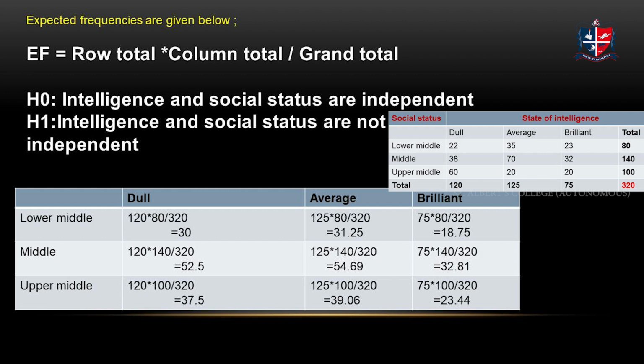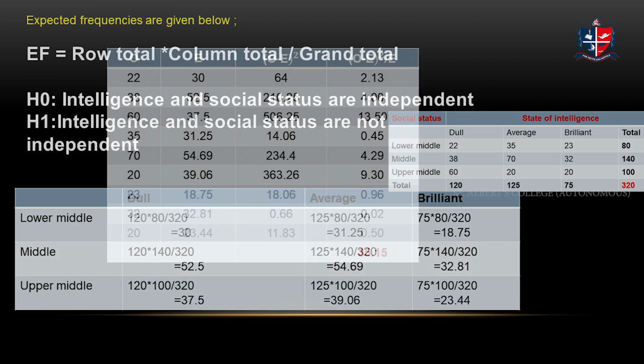Then we will get the expected frequencies of each cell, that is 30, 52.5, 37.5, 31.25, 54.69 and 39.06. Then 18.75, 32.81 and 23.44. These are the expected frequencies of these cells.